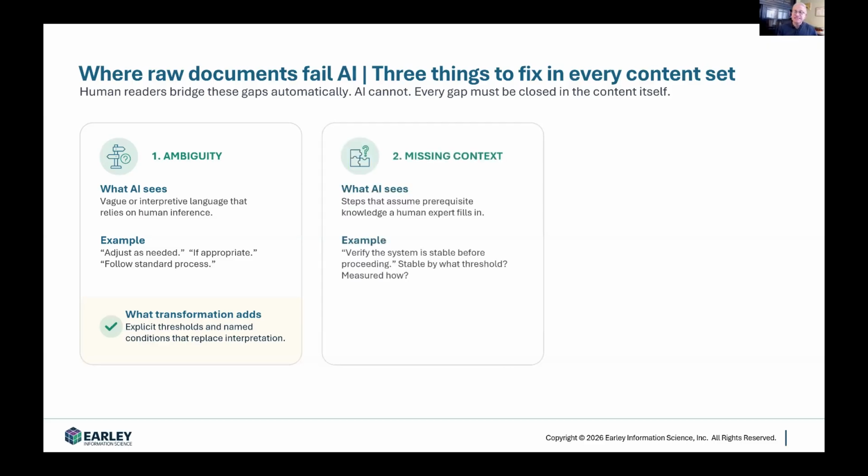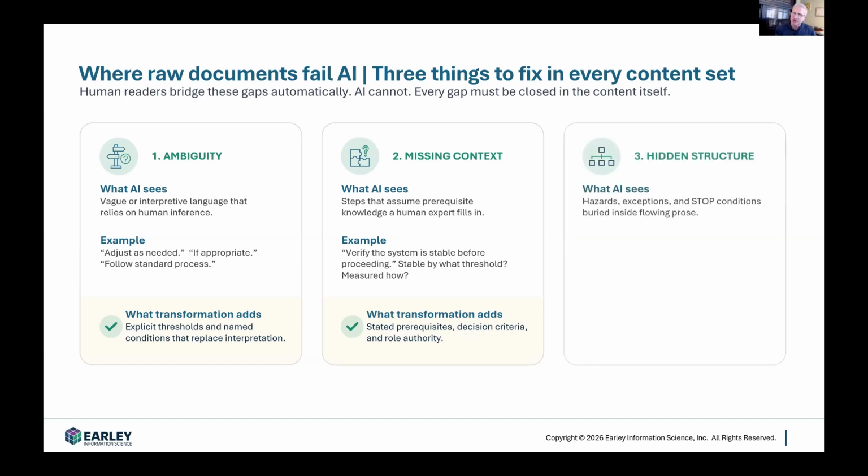A lot of times there's missing context, right? So, "verify that the system is stable." What does stable mean? What's the threshold? How is it measured? So we want to add those prerequisites. We want to add that decision criteria.